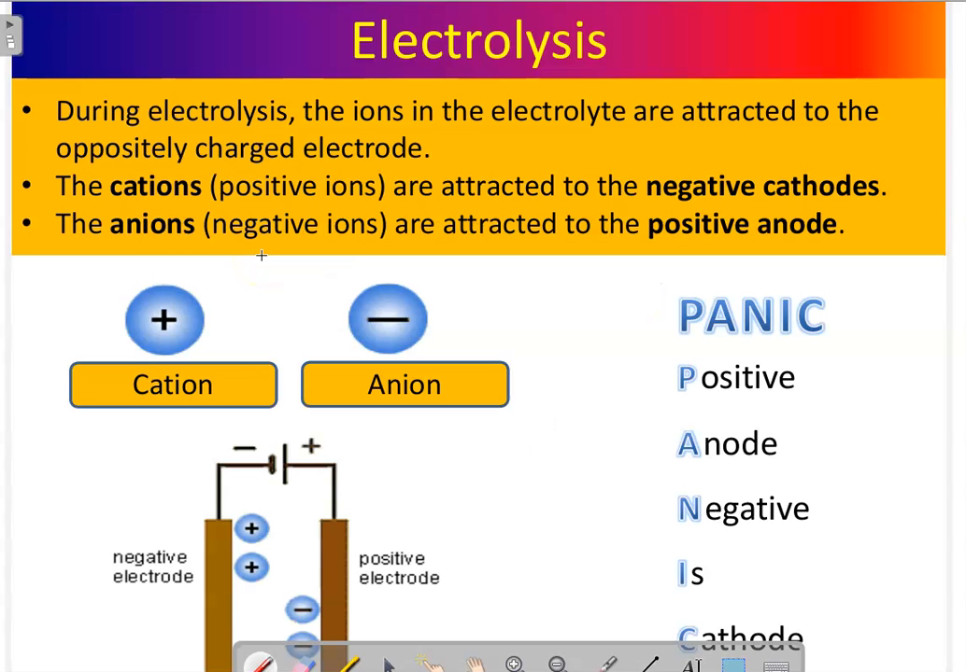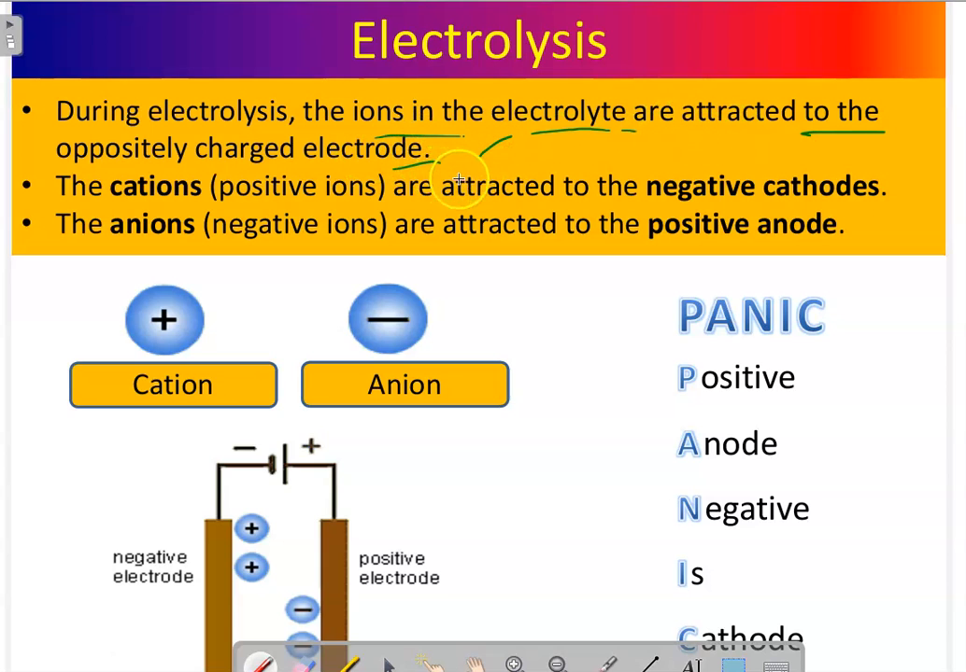Now, going back to our electrolysis, what happened during electrolysis? Now, the general principle is that during electrolysis, the ions in the electrolyte are attracted to the oppositely charged electrode.